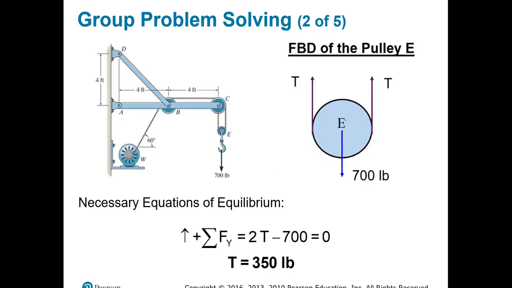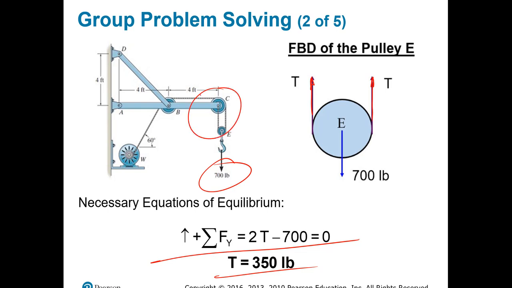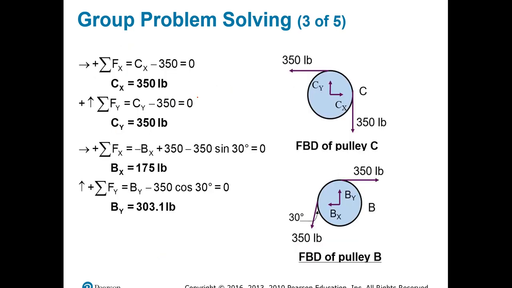How so? You will get a pulley E. As you can see here, you have a tension going up and you have another tension going up. If you do the sum of forces in the y direction, which is 2T minus 700, this will give you a result of the tension equal to 350 pounds. You just solved one of the issues. With that T, you can move up to C now. If you have C right now and you have your 350, it's very simple. You have 350 right here, 350 right there, and you have two reactions that are acting on the pin.